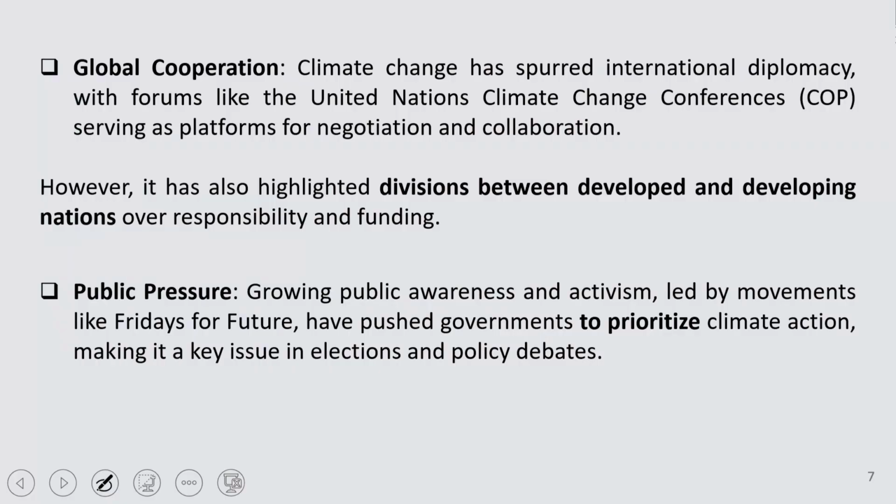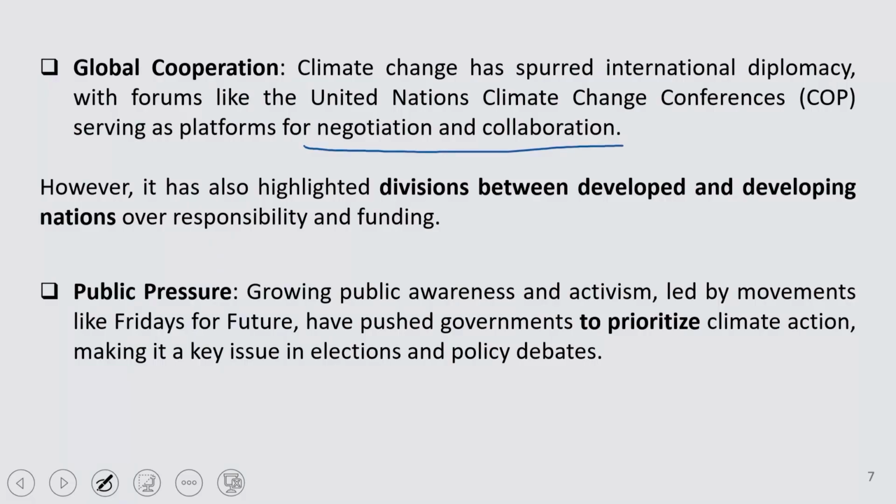Now we will see what kind of policies there are as a part of global cooperation. Climate change has spurred international diplomacy through different forums like the Conference of the Parties, which are exclusively for climate change conferences and serve as platforms for negotiations and collaboration. Negotiations means discussion, and collaboration means collective efforts taken by different countries. However, it has also highlighted the divisions between developed and developing nations over responsibility and funding.